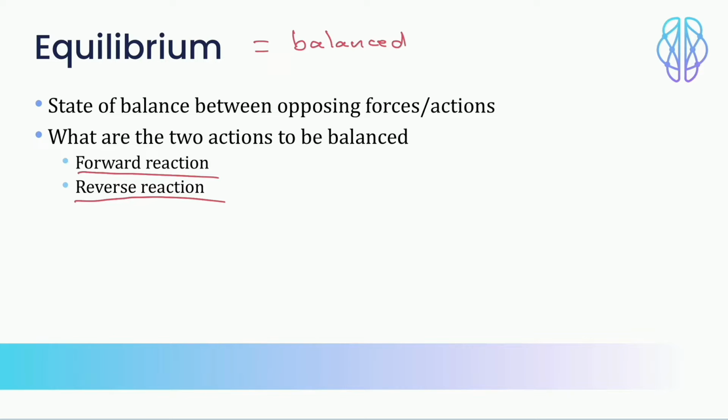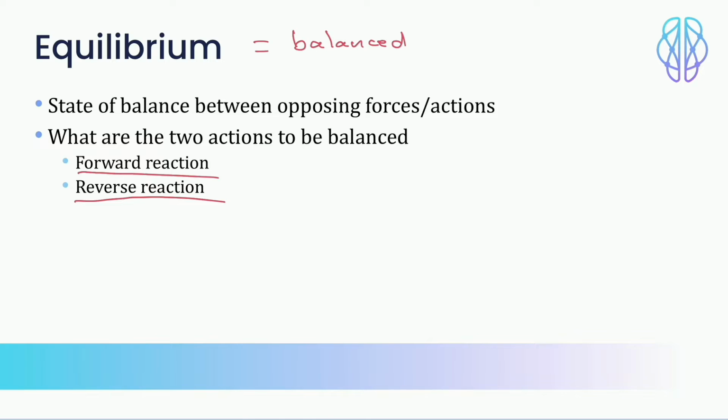But what are we really balancing in regards to these reactions? We're balancing the reaction rate. So the reaction rate is how fast products are produced in our forward reaction, and in our reverse reaction, it is the opposite because it's going backwards, is how fast our reactants are produced.